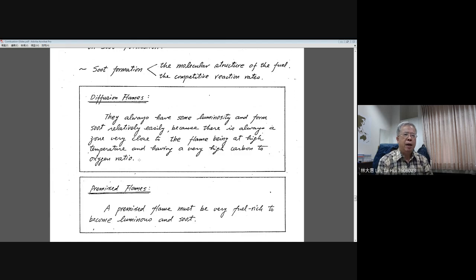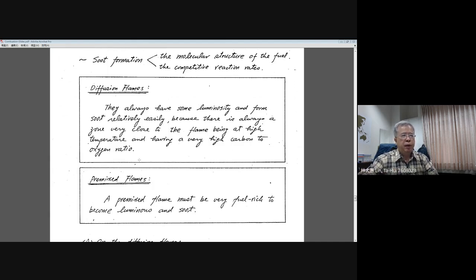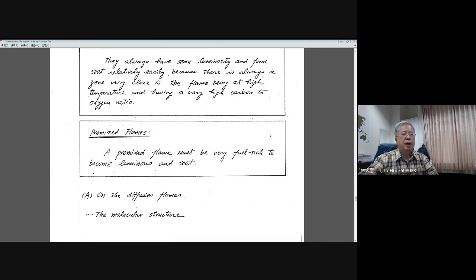Therefore, you always have carbon particles inside your diffusion flame, in the fuel-rich region of your diffusion flame. For premixed flame, usually the fuel will mix with oxygen. For this case, you almost do not have a chance to have carbon particles exist. But for the premixed flame, there is one condition where you may have soot particles. That means the premixed flame must be very fuel rich to become luminous and soot. Okay, these are conditions you need to understand.